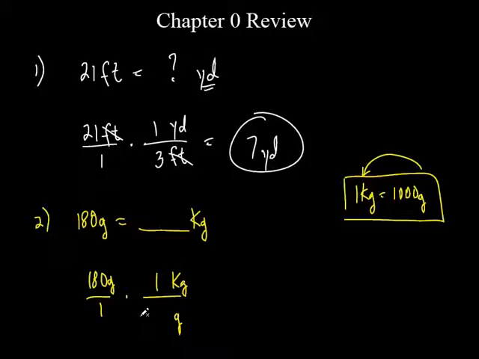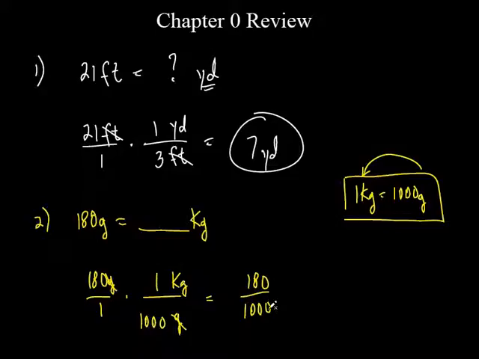1 kilogram is what? 1,000 grams. Look what happens. The grams cancel out. I'm left with kilograms. Now you just have to do this: 180 divided by 1,000. You should be able to do that in your head. If not, you could always use a calculator, but you really shouldn't. What's 180 divided by 1,000?